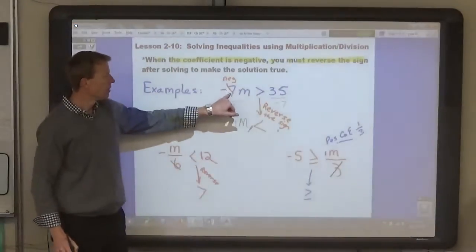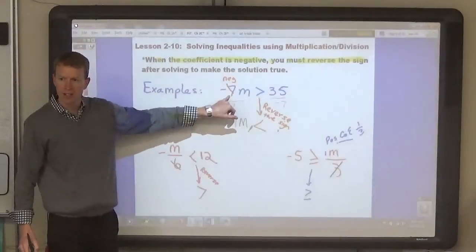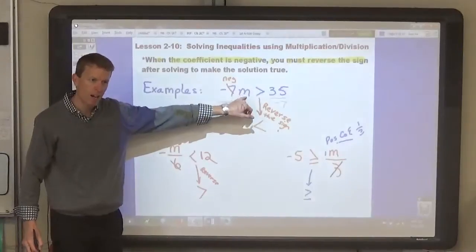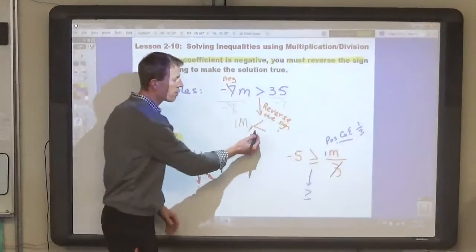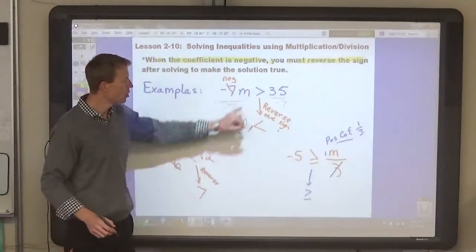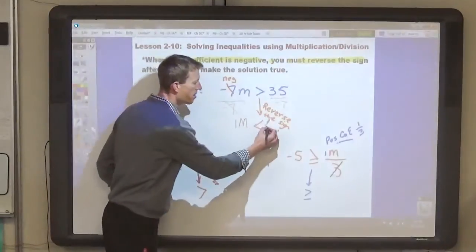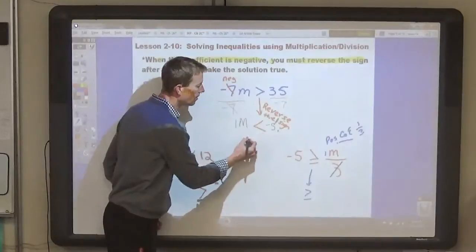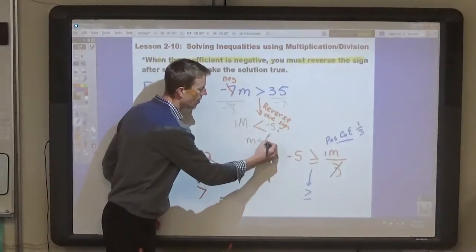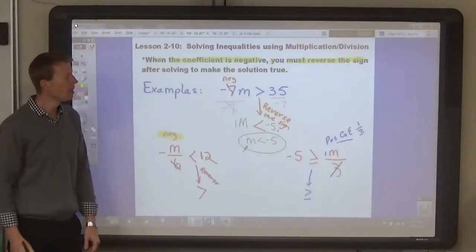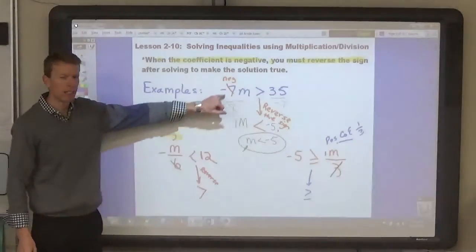Now, since the coefficient we're starting with is negative, since this 7 right there is a negative 7m, we have to reverse the sign in our solution. We have to change it from greater than to less than. So the solution is m is less than negative 5. M has to be less than negative 5 in order to make this equation true.